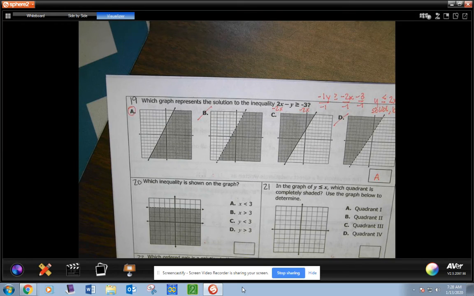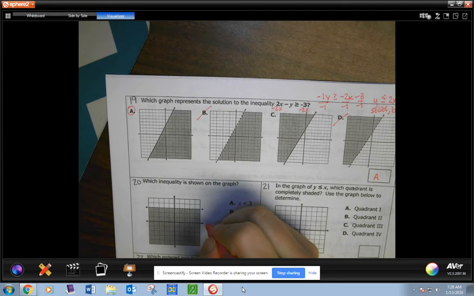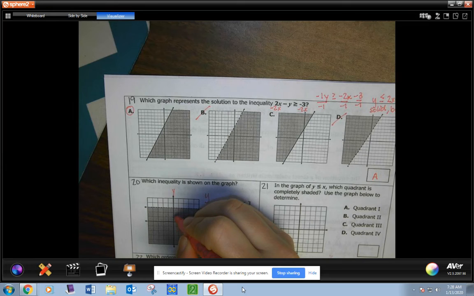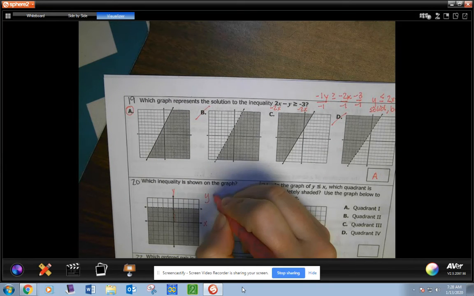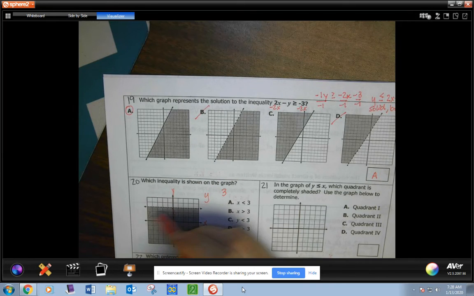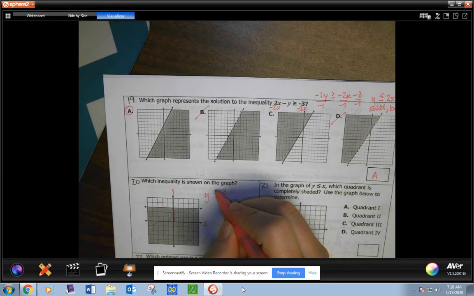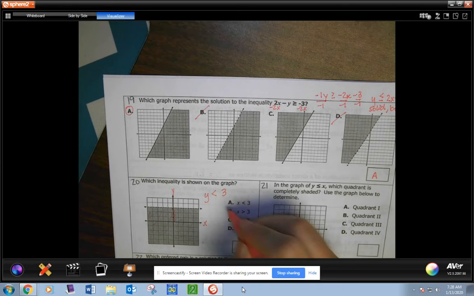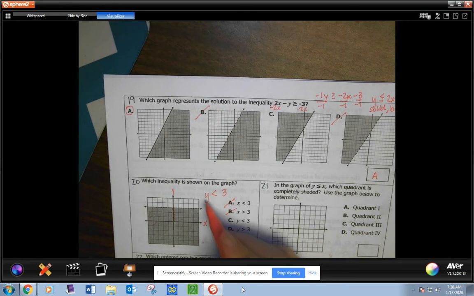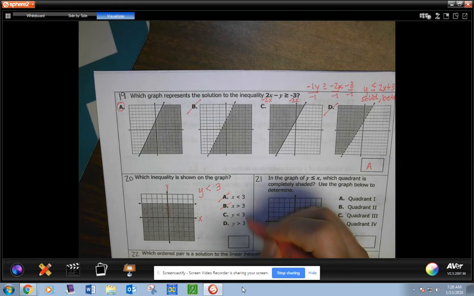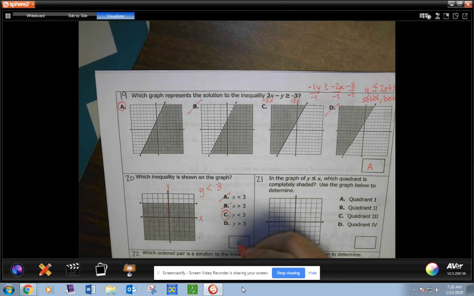Okay, moving to number 20, it says which inequality is shown on the graph? Well, since this is a straight across line, you need to look to see which axis it's crossing. Well, this is the x-axis and this is the y. So it's crossing y and it's crossing it at 3. And then it's shaded below. So below would be a less than. So I'm going to get rid of A and B right away because that's not the letter I crossed at. And then I'm going to figure out which inequality is correct, which is C.